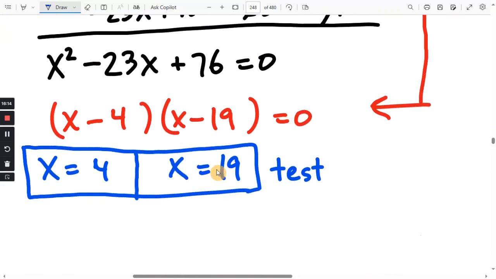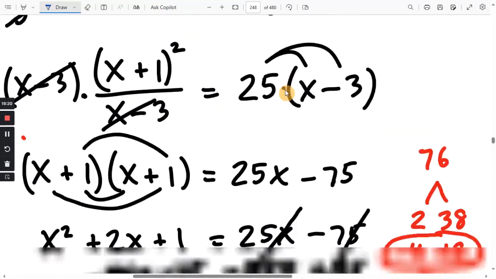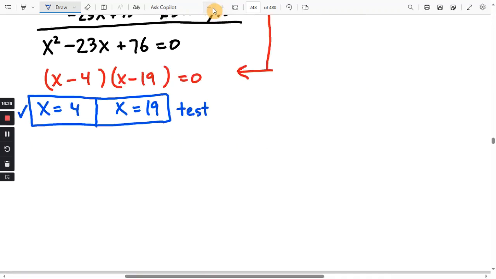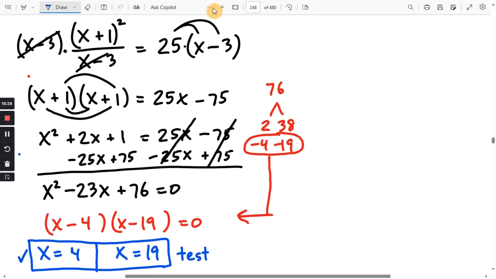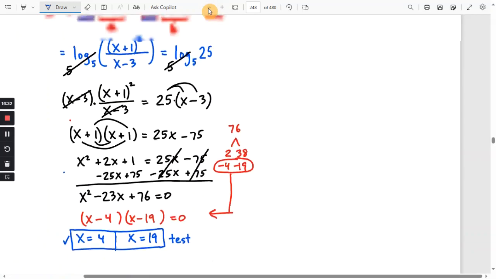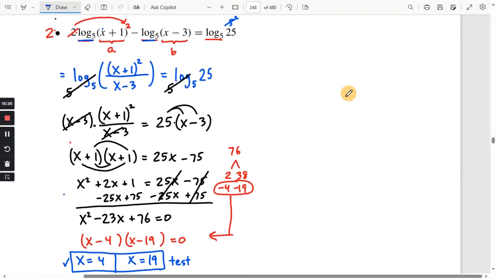Let's try x equals 19. 19 plus 1 is 20, you're good. 19 minus 3 is 16, you're good. So the log is positive on both of these. So they both pass the test. All right, so that is a bit of a lengthy problem. And that's the whole thing right there.